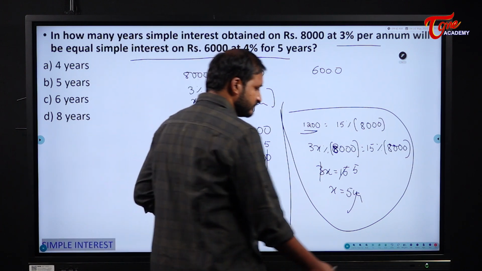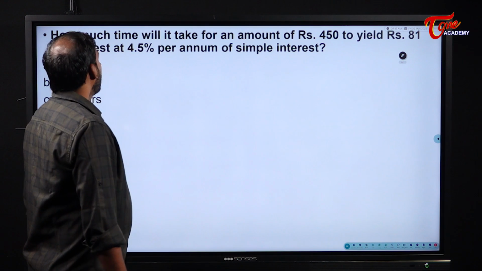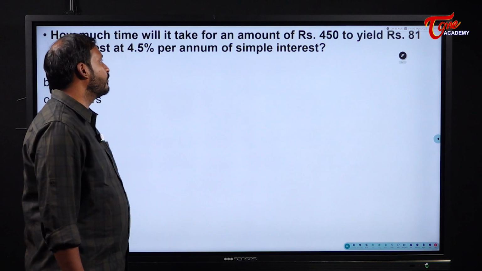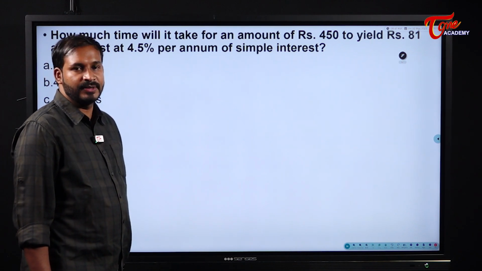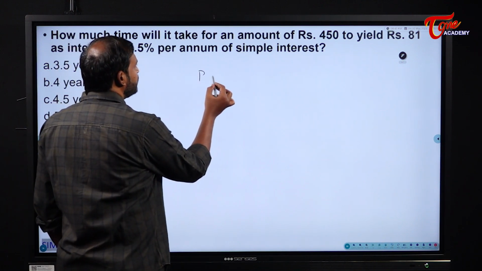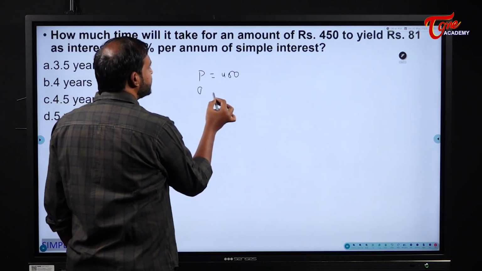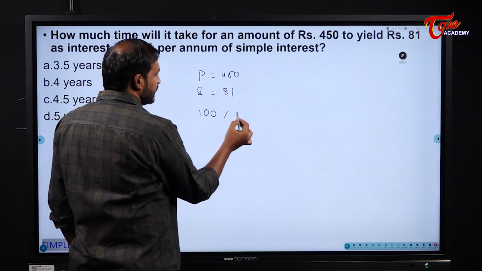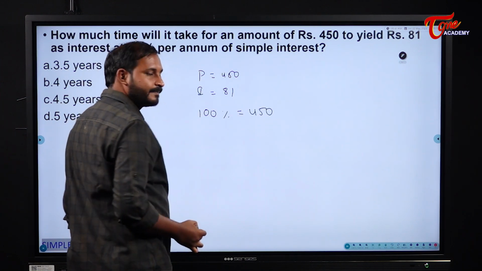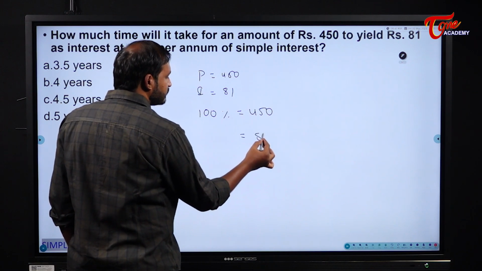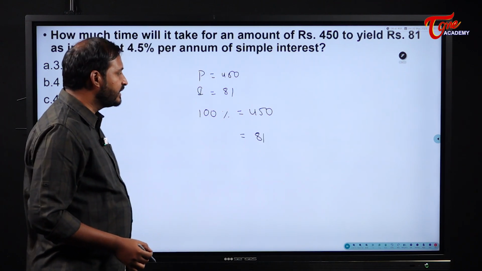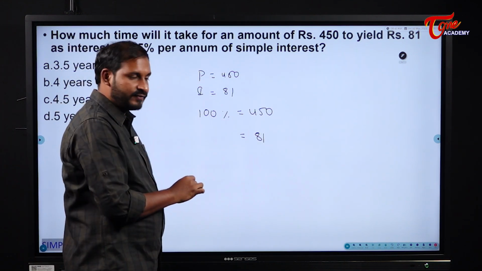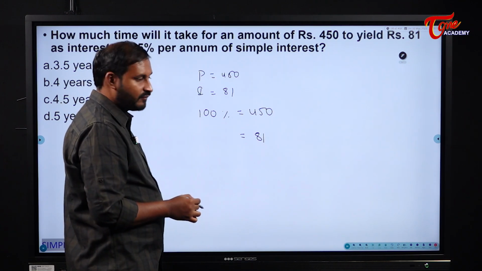Right, next one. How much time will it take for an amount of rupees 450 to yield 81 as interest at 4.5% per annum of simple interest? See, what is the principal here? 450. What is the interest here? 81. First of all, if 100% is 450, what percentage will 81 be? Please find it out. 100% because it is the principal.